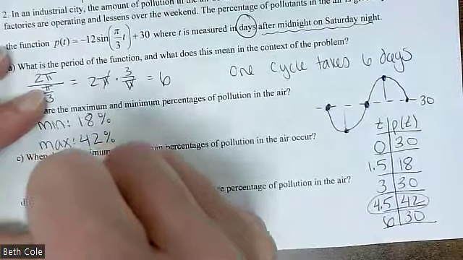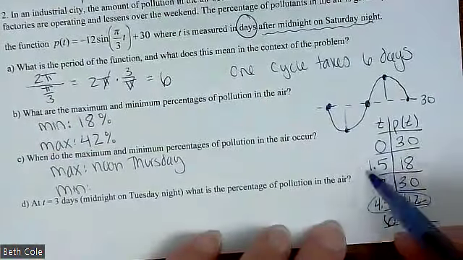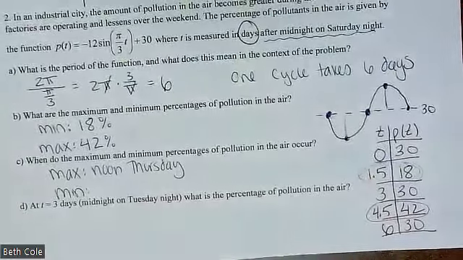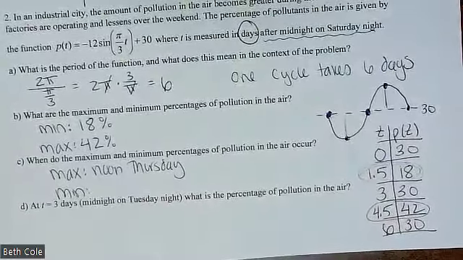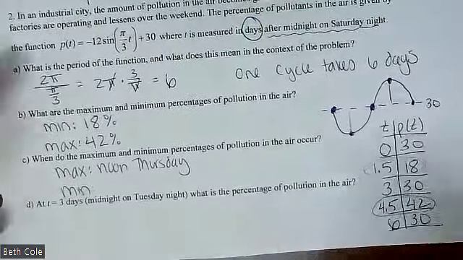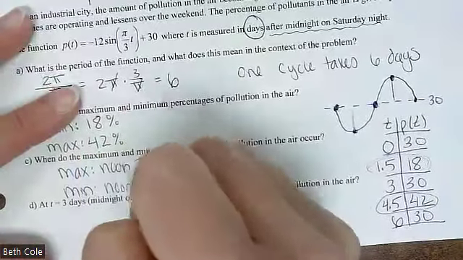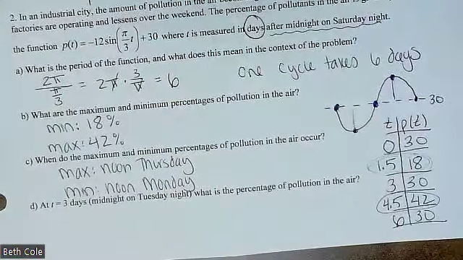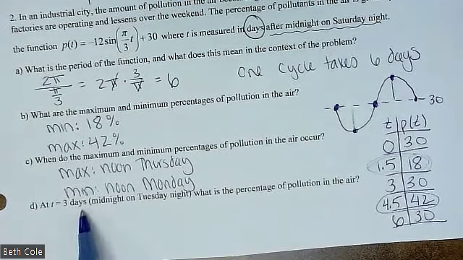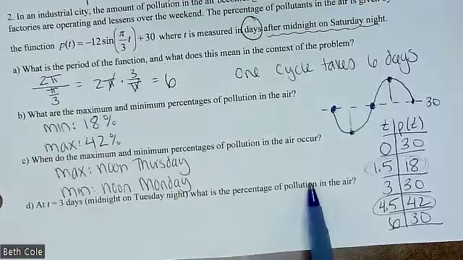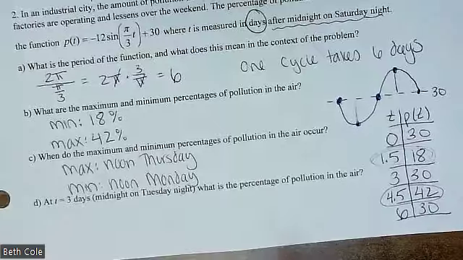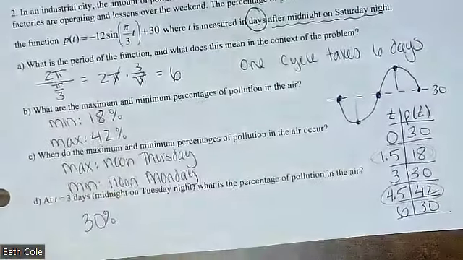All right, and then the minimum, do you see how our minimum is here? We need to go 1.5 days from midnight on Saturday. So one day would take you to midnight on Sunday. If you go another half a day, that's noon on Monday. Cool. All right, and then the last one, at times 3 days, midnight on Tuesday night. What is the percentage? Well, we just made a table. At times 3 days, what's our percentage? 30%. Just look at your little table.